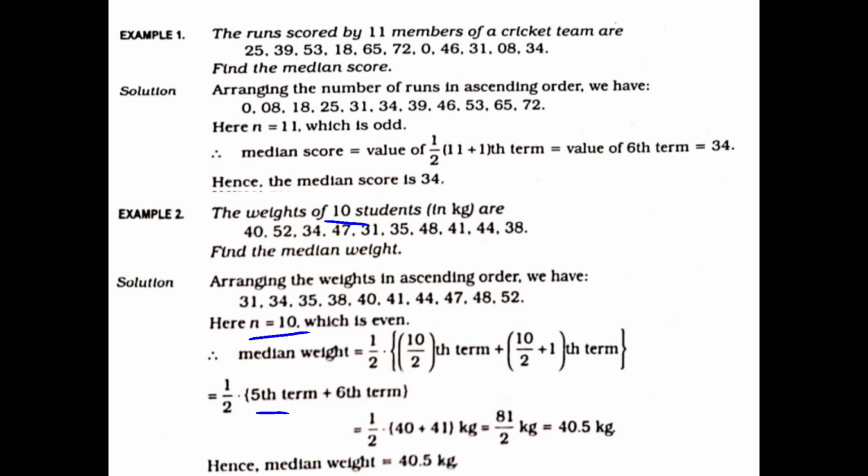What is the 5th term? 1, 2, 3, 4, 5. The 5th term is 40. So 40 plus, what is the 6th term? The 6th term is 41. So 40 plus 41 is 81 by 2. If you cancel, that is 40.5 kg. So the median weight is equal to 40.5 kg. Children, I hope you are clear on this median. Okay, and the next slide.